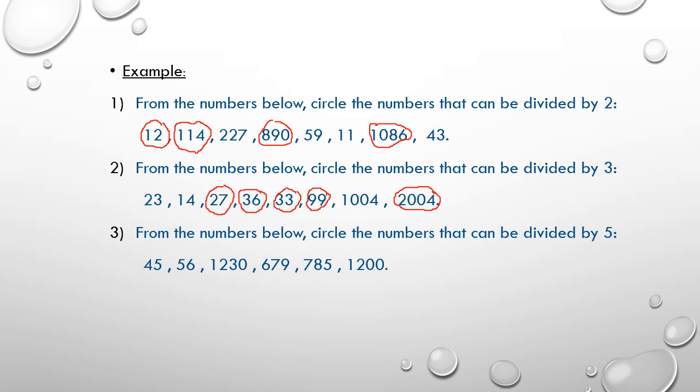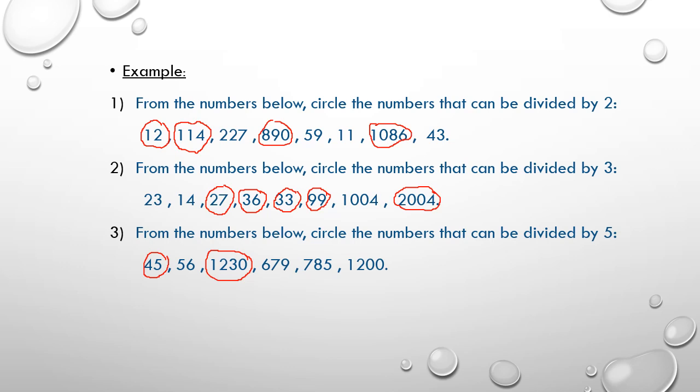The third part, circle the numbers that can be divided by 5. As we have said, the numbers that can be divided by 5 are the numbers ending by 5 and 0. So here 45, the one's digit is 5, so it can be divided by 5. 56, the one's digit is 6, so it can't be divided by 5. 1230, it can be divided by 5 since its one's digit is 0.